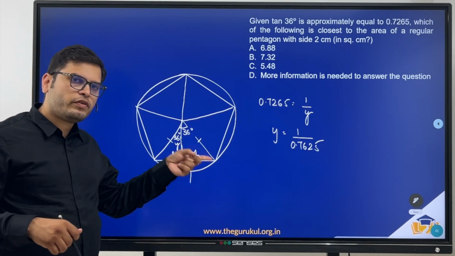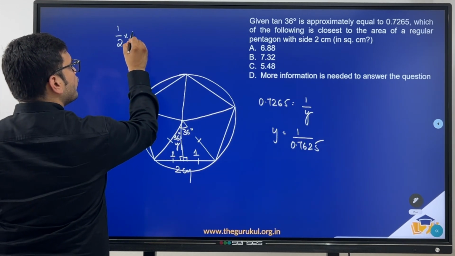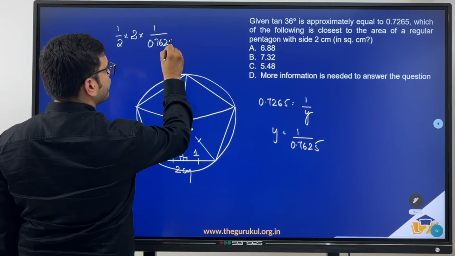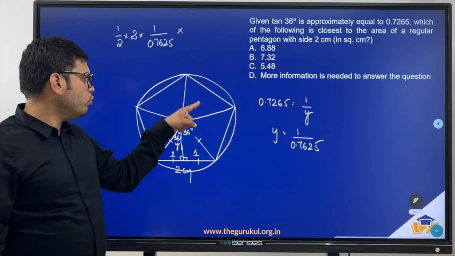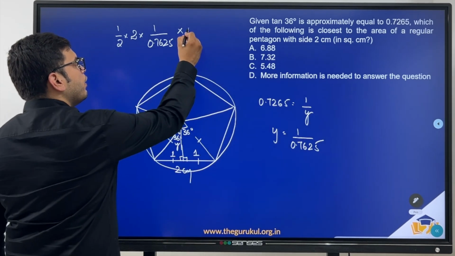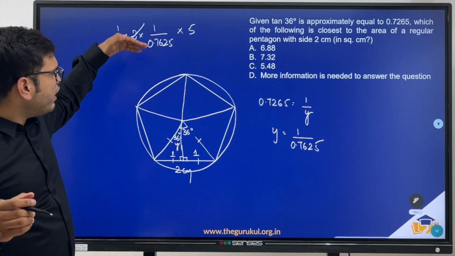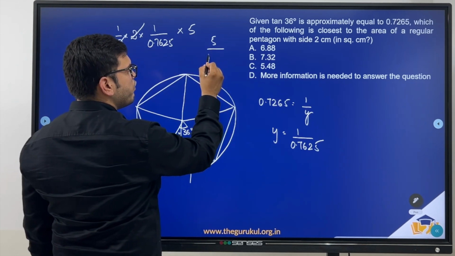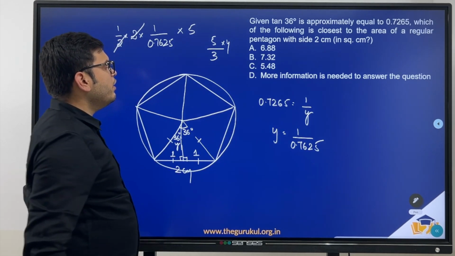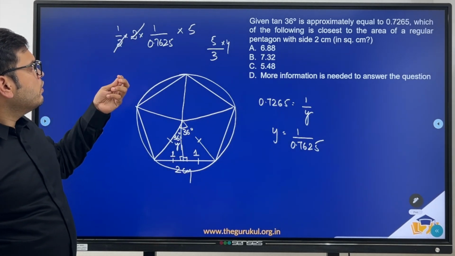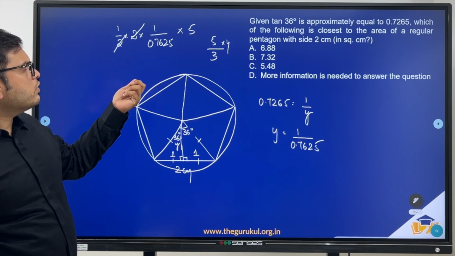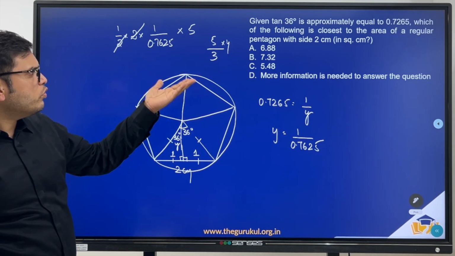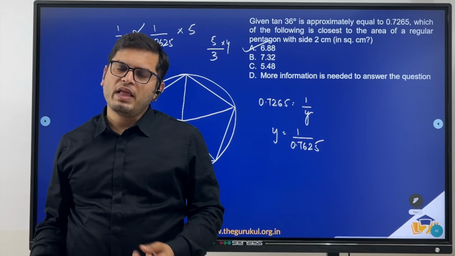We can find the area of this triangle, which is nothing but half into 2 base into height, 1 by 0.7265, into how many such triangles do we have? 1, 2, 3, 4, 5. So the area of the pentagon will be into 5. Now these two will get cancelled. So 5 by 0.7265. Now let me consider that as 5 by 0.75, which is nothing but 20 by 3. 20 by 3 is 6.67. What is the closest value to 6.67? 6.88 should be the answer to this question.